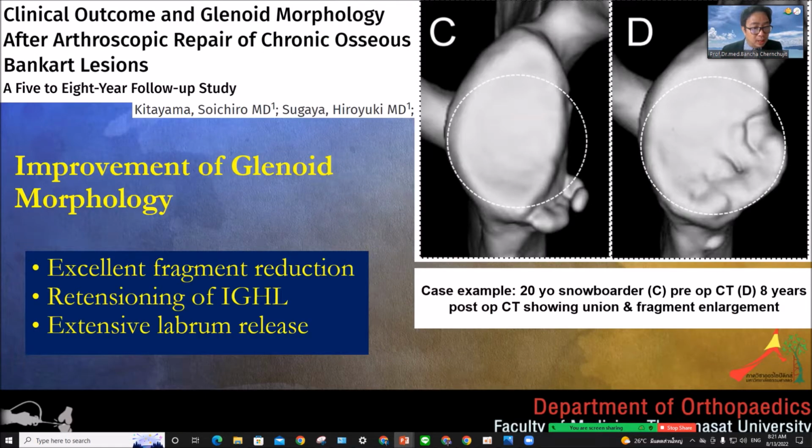This is a study from Hirosugaya, our good friend. He found that in bony Bankart lesions, if you repair the bony Bankart, the size of the bone is getting bigger over time. You can see from the CT scan, before surgery and after surgery, that the size of the bone is getting bigger after the surgery.